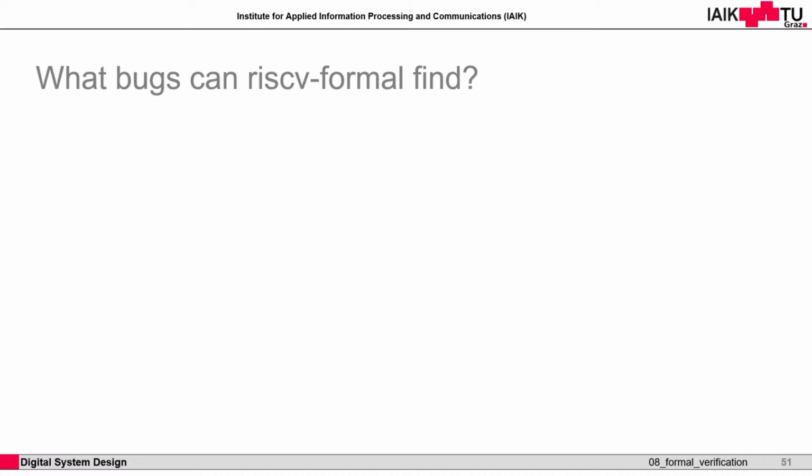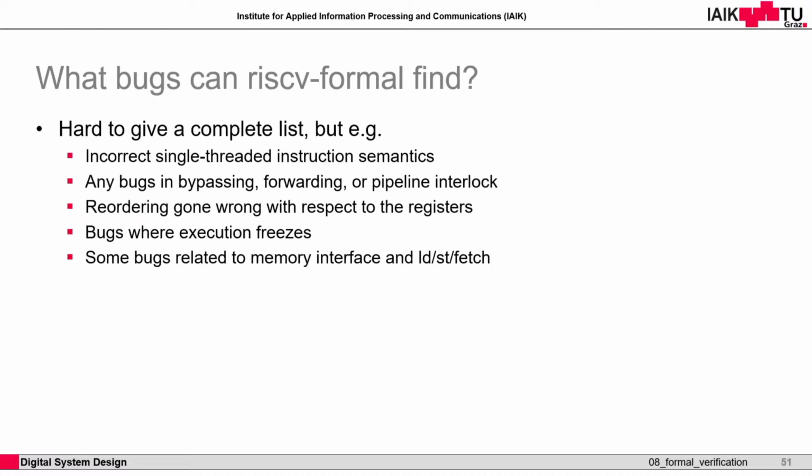Actually, that's not an easy question because you cannot give a complete list on that. It can definitely find incorrect implementation of a single-threaded semantic of your RISC-V instruction. So if you implemented your instruction differently or incorrectly in your code, then RISC-V formal will find that. It can also find a lot of bugs in pipelining, when you do forwarding and bypassing of certain stages, or you have pipeline interlocks and so on. It can find bugs related to reordering, where you, for example, reorder an instruction which you should not do. It can find freezes, or it can find bugs related to memory interface. But that depends on things like sizes of the cache lines and so on.